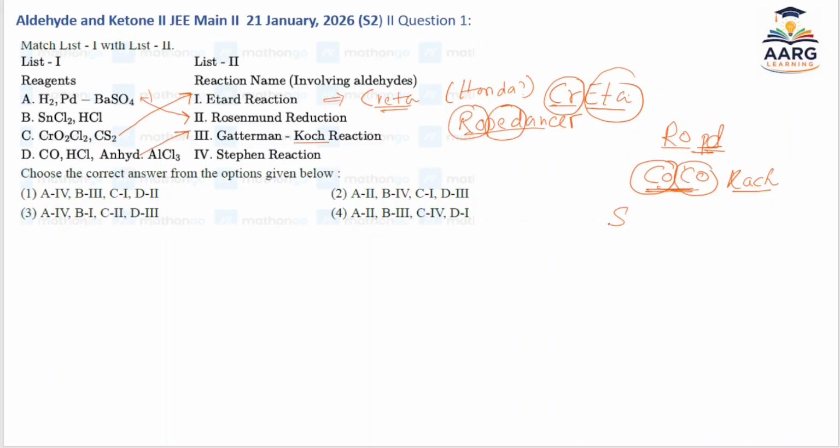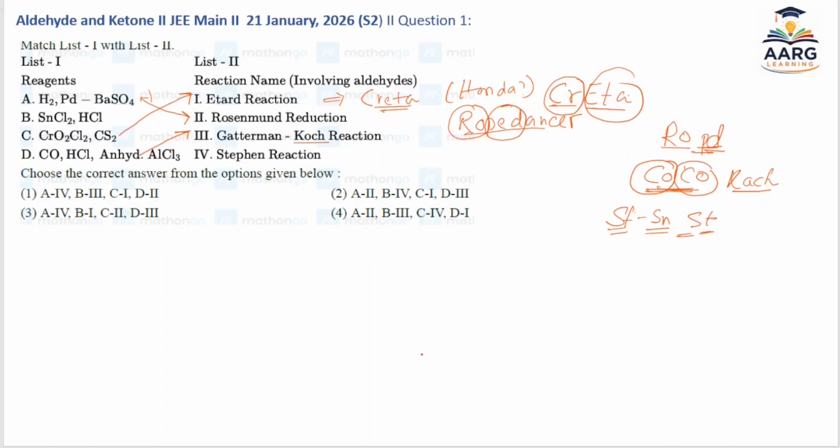And the Stephen reaction, I will say SS reaction. S means ST, Stephen, and SN, tin. Stephen reaction: first is Stephen, second is tin. The way you like. Maybe you can get some other good word so that both will be covered in the same word. So this is the way to remember the name reaction.